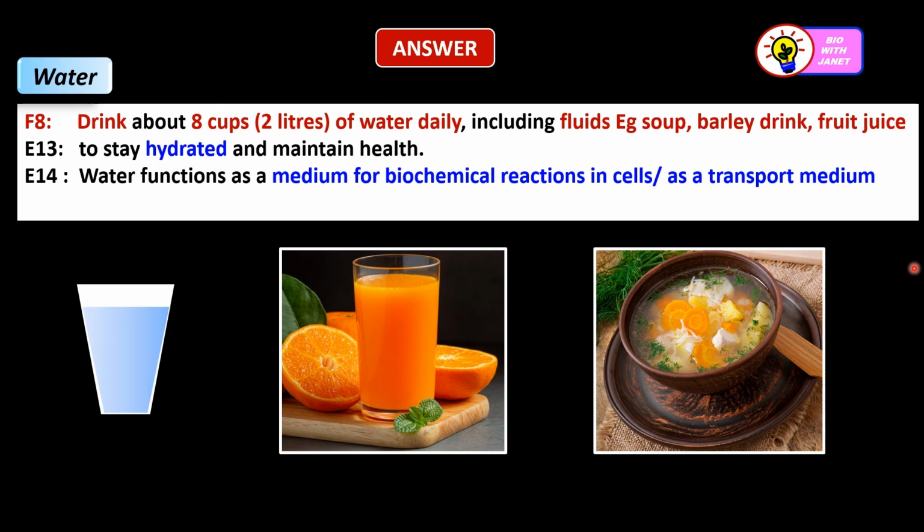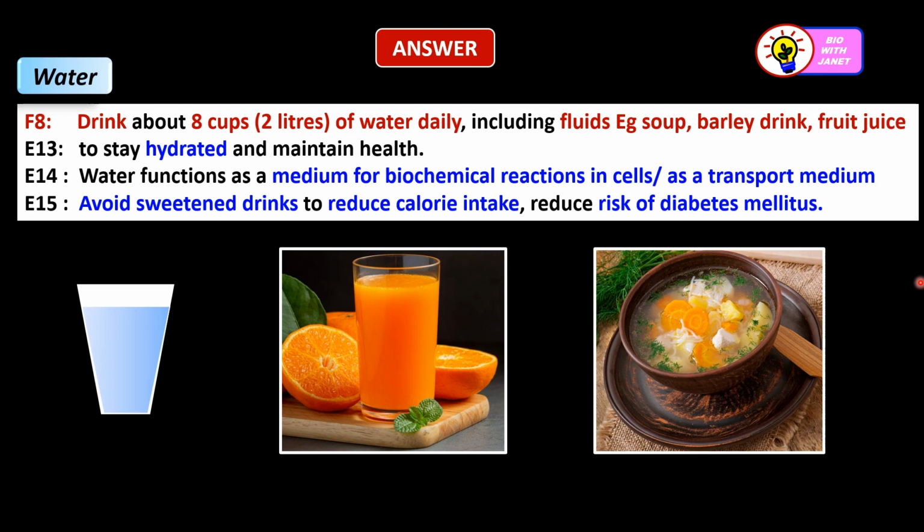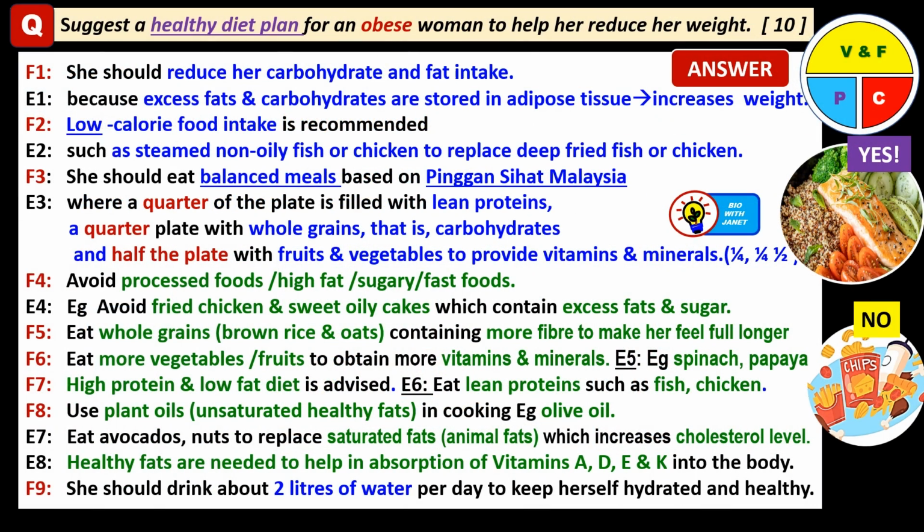So water is needed as a medium for biochemical reactions in the cells and as a transport medium, for example, in blood, right? So this is the justification for drinking enough water. And we also should avoid the sweetened drinks to reduce our calorie intake, right? So here's the whole answer for this question on a healthy diet plan for an obese woman, right? So all these points have been discussed just now in the previous slides. You can copy this answer down if you want.